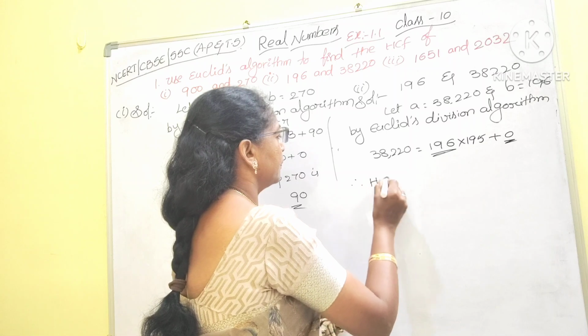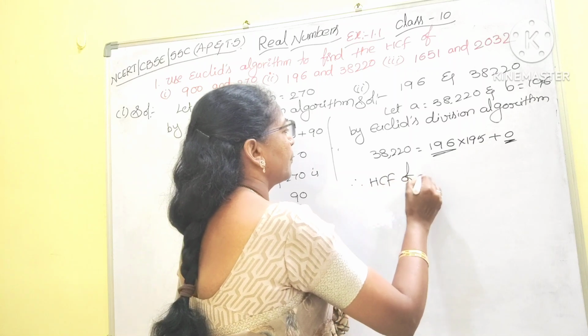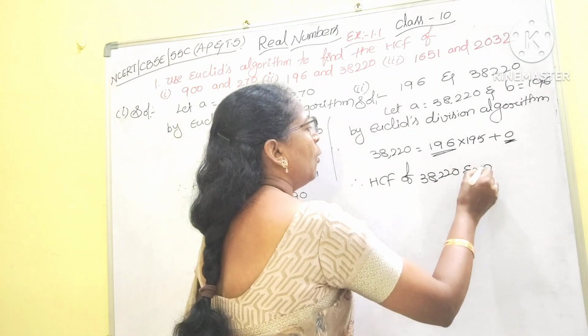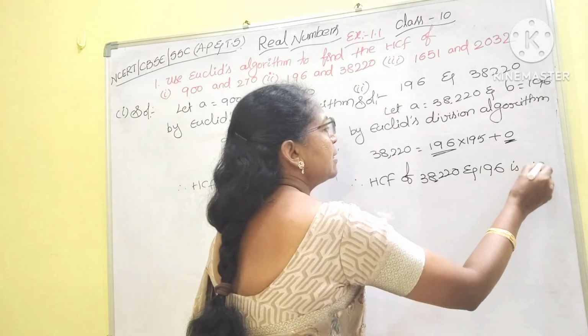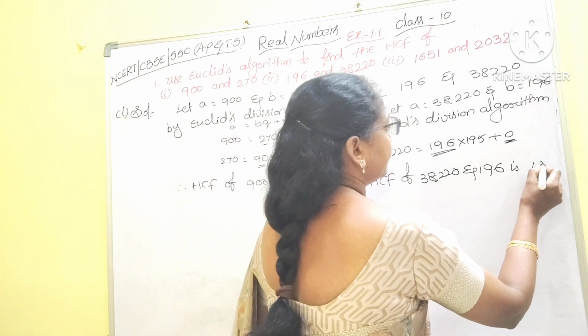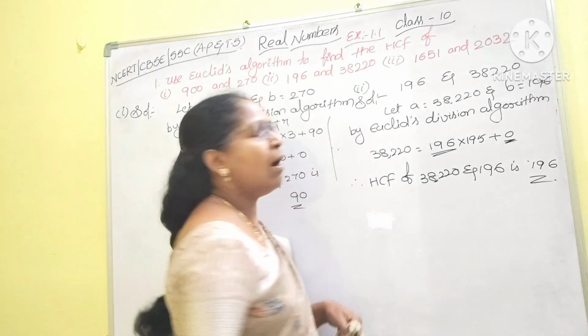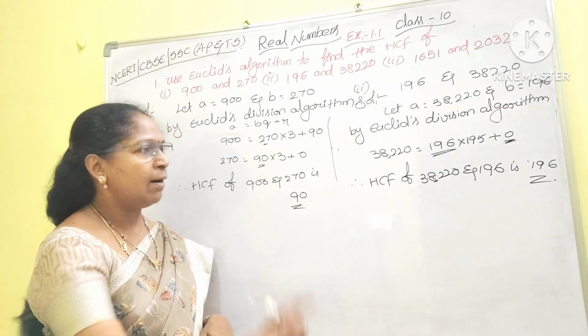Therefore, HCF of 38,220 and 196 is 196. This is the answer.